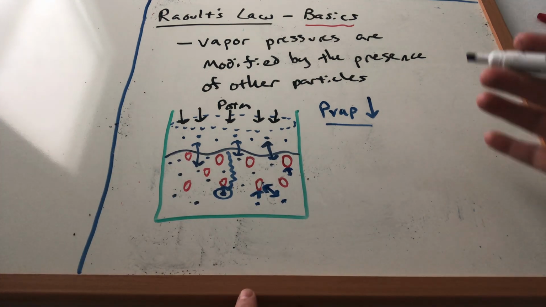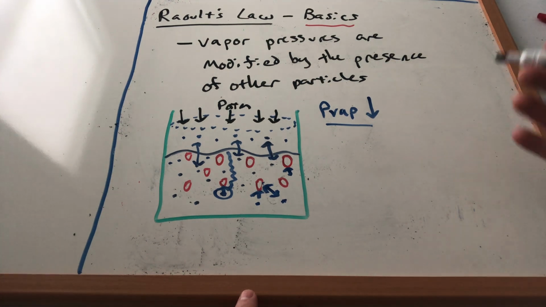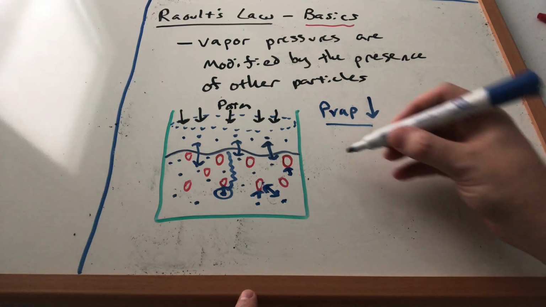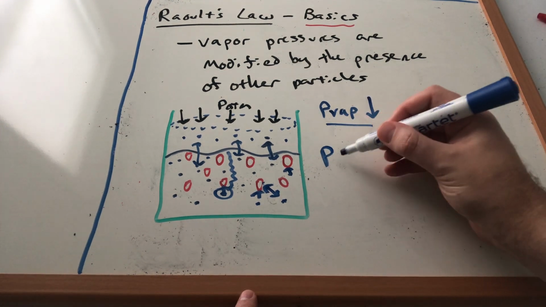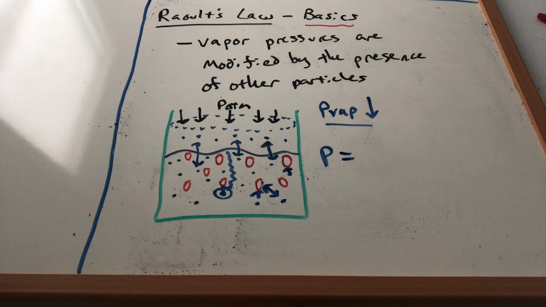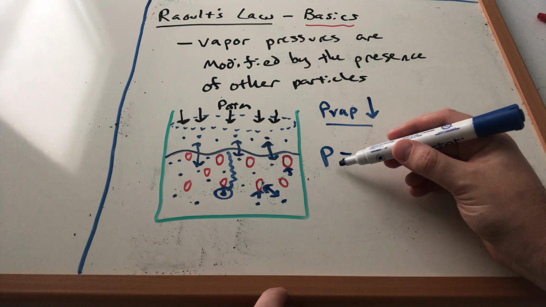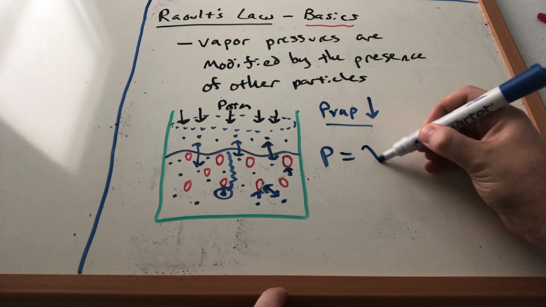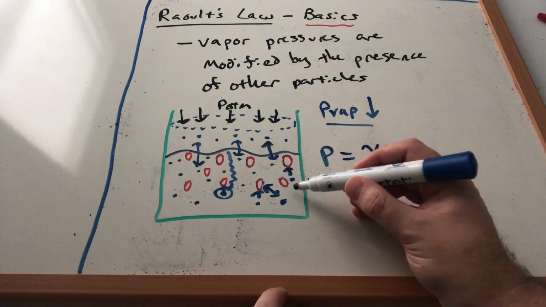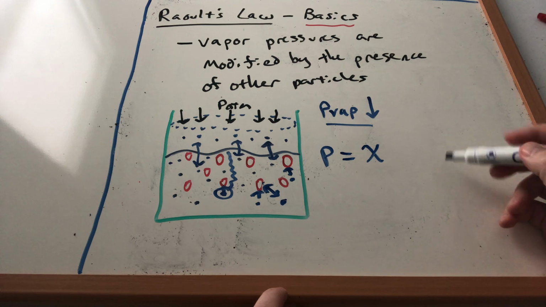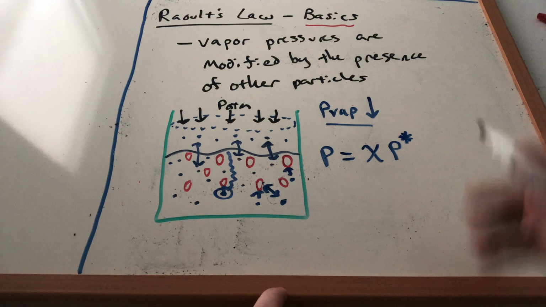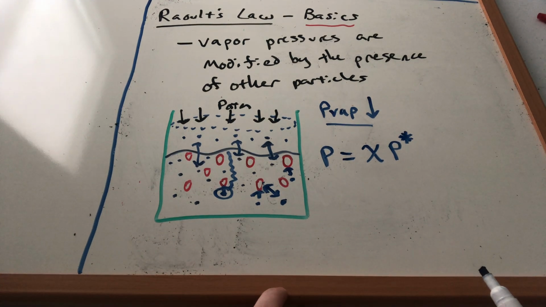So what was observed empirically by Raoult is that P-vap is going to go down, but it goes down in a proportional way. We're just going to start labeling P-vap as P, because for this whole section we're talking about vapor pressures. The vapor pressure looks like the mole fraction of the particle you're trying to analyze in solution, times the pure vapor pressure.